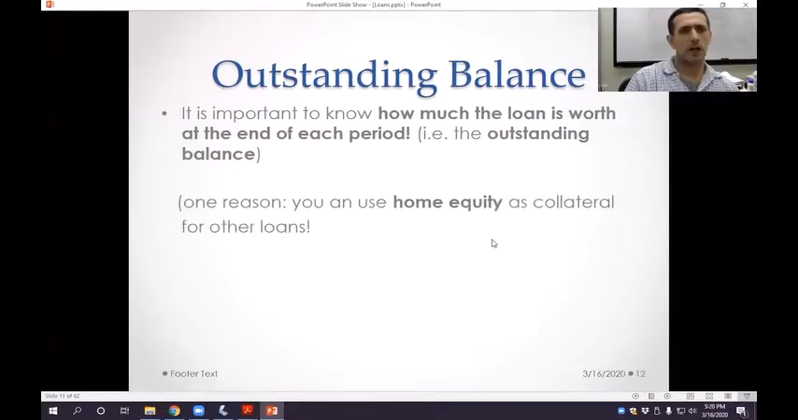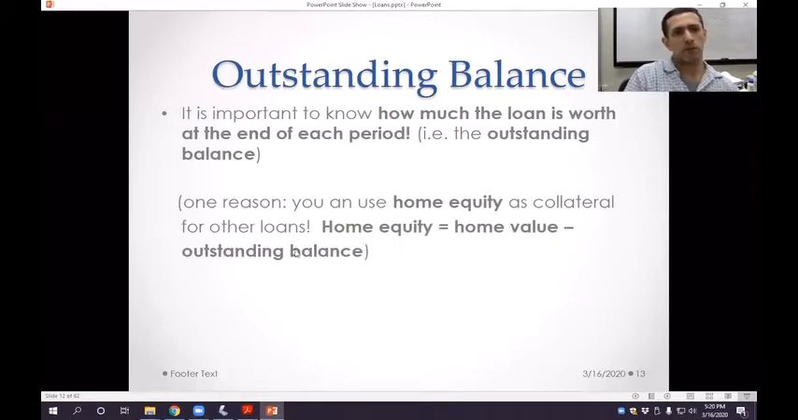And another reason you might want to know what your outstanding balance is, if you want to take out another loan, in general you can use home equity as collateral. I'm sure you've heard people say, buy a house and start building equity. That's exactly what I mean by home equity. And that is the home value minus the outstanding balance. It's maybe not exactly how much you can sell the house for, but practically speaking, roughly how much you can sell the house for minus how much you owe on your mortgage. It's a very practical way to describe the real value of your house, essentially, home equity.